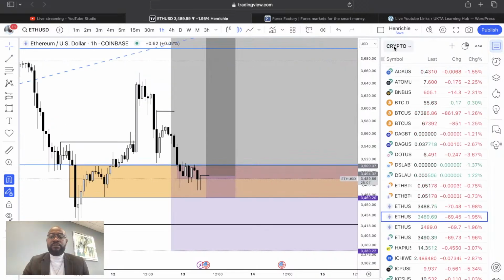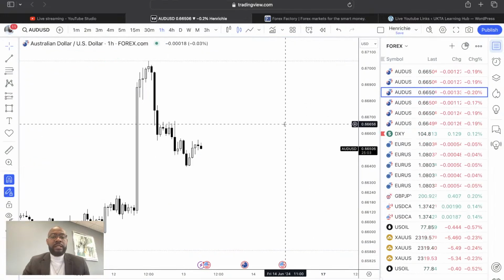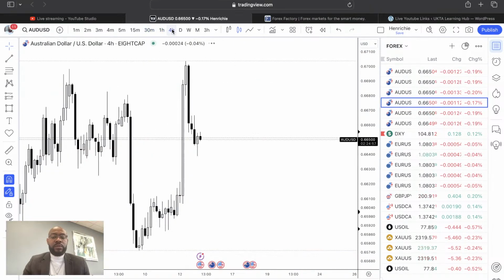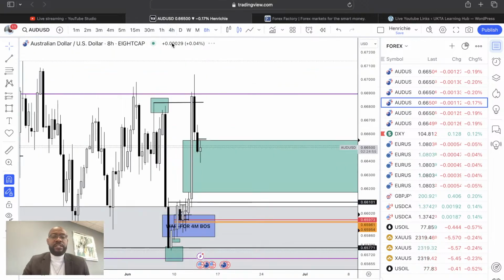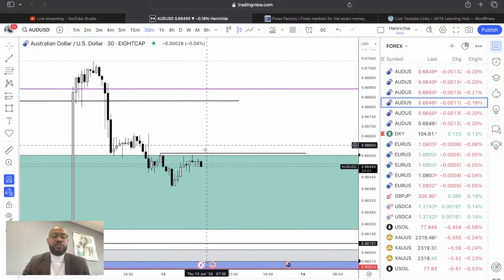Another one I've been looking at is Aussie dollar as well. So Aussie dollar came to the point of interest. As you can see, we have the 8-hour inefficiency right here. After we mitigated it, 1, 2, 3, I want to see a 30 minutes break of structure to the upside. We'll have a high, a low. Price is in the range, so I'm expecting to see at least a break of structure to the upside.